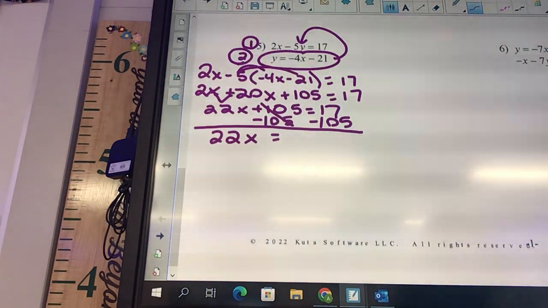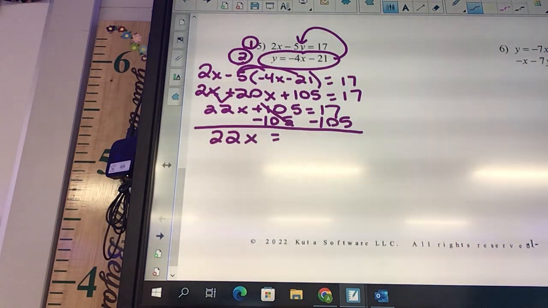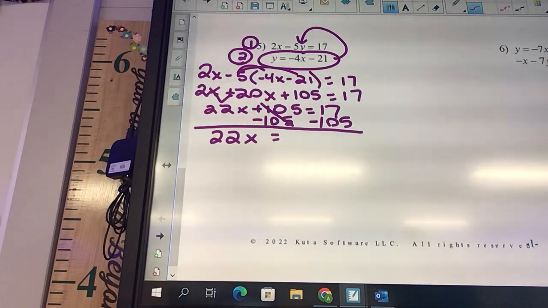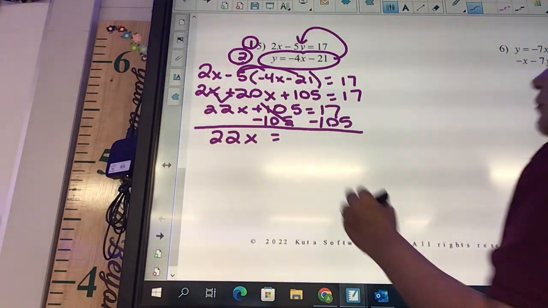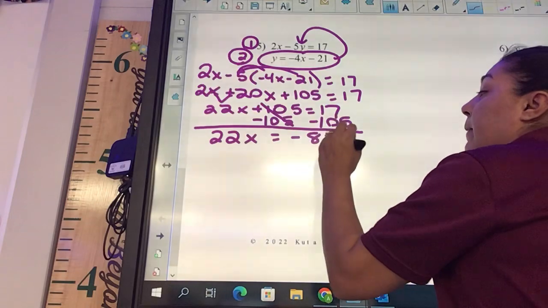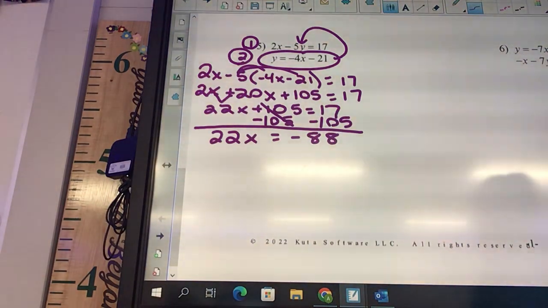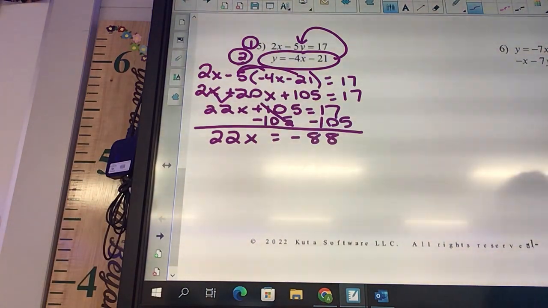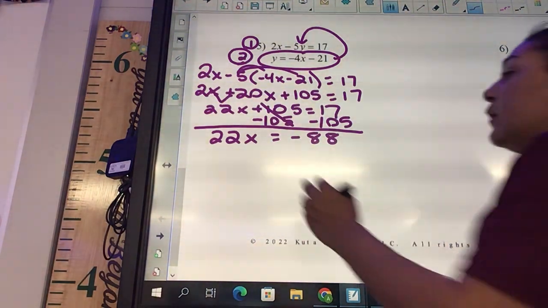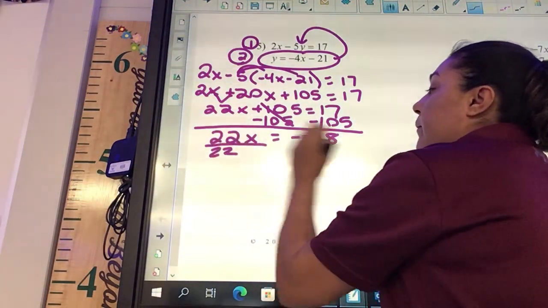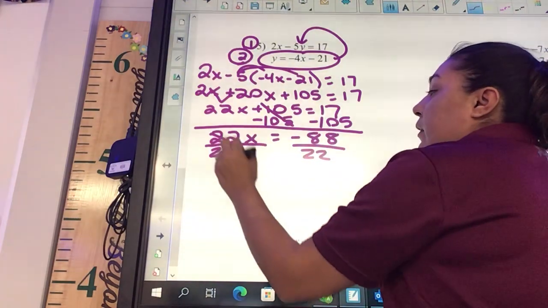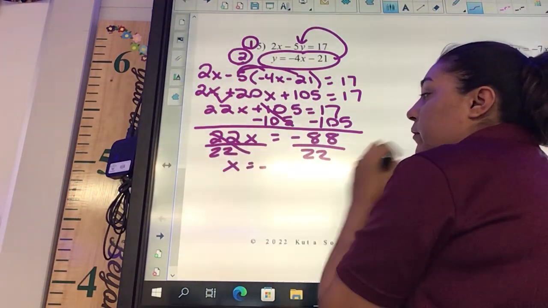And then we're going to say minus 105. So you get 22x equals, what is 17 plus negative 105? Negative 88. Then what? Divide by 22. So we got x equals negative 4.